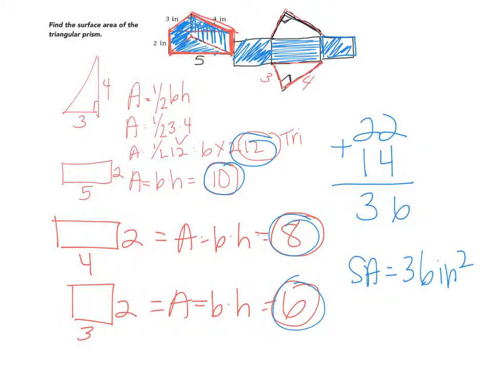And the squared is because it's really two-dimensional. It's really a net. It's really flattened. So don't get confused with that. Any surface area answers are going to be in inches squared.